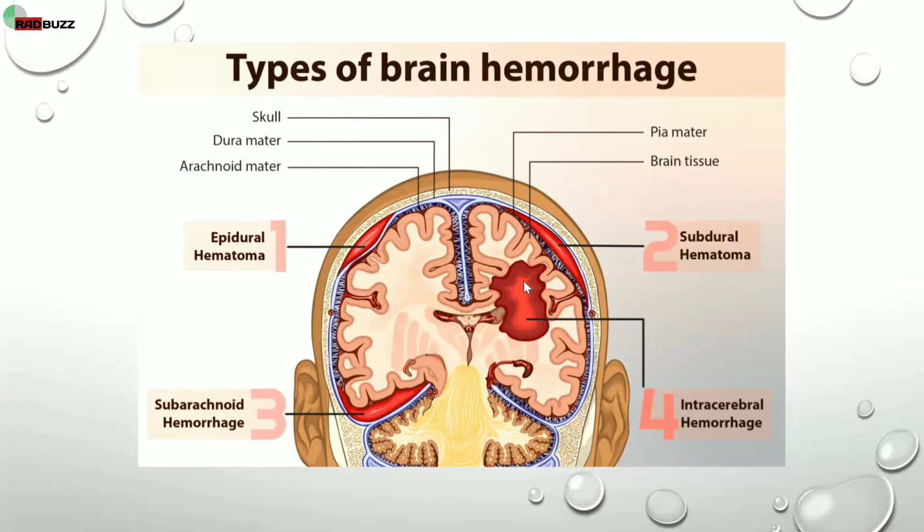Then parenchymal will be within the parenchyma, and subarachnoid hemorrhage will be closely applied to the brain parenchyma. Here we can't see the vessel which we could have seen in the subdural one.